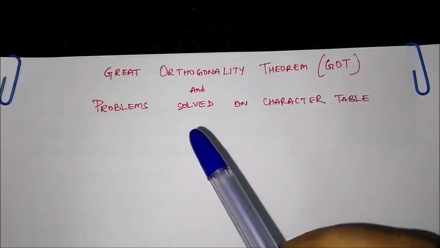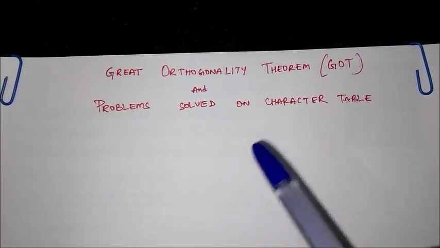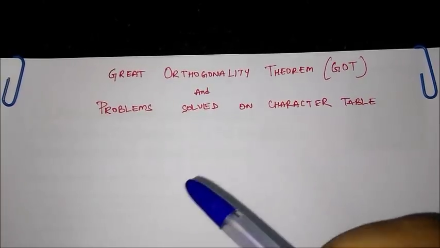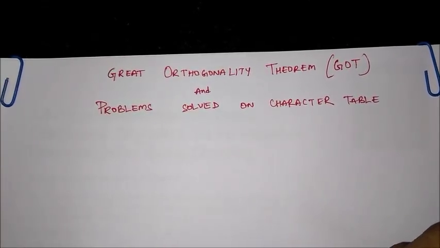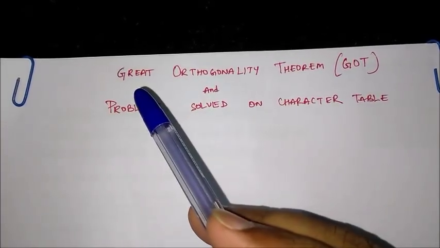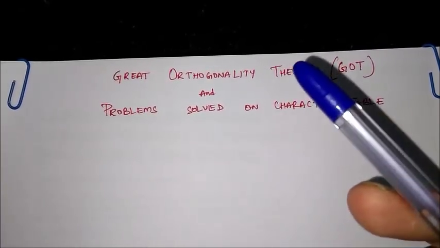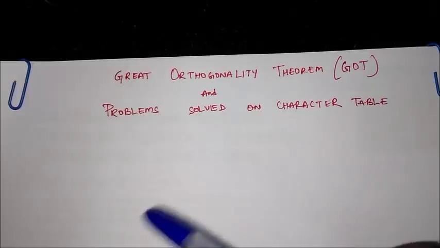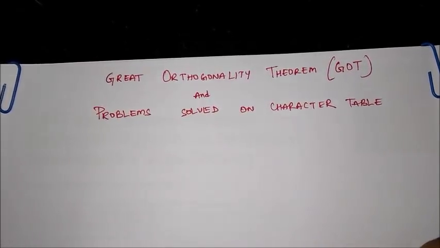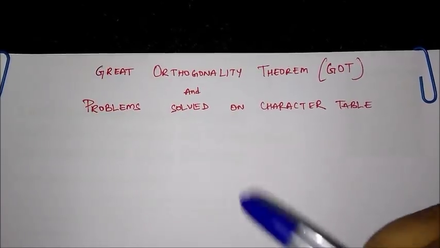In this video I will also be solving a few questions based on the character table, which most of you have asked me to solve. That's why I'm going to solve them in this video. So this video will include a brief review of the Great Orthogonality Theorem, and there will be problems solved based on the character table which were asked in the previous 2-3 years of the CSIR exam.